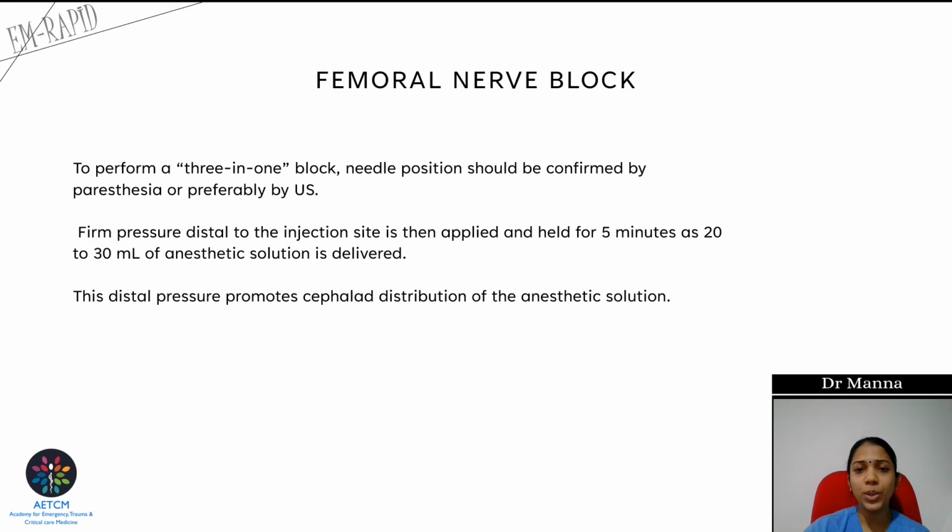As I told, it is a 3-in-1 block, and if at all we want to anesthetize the lateral cutaneous nerve and the obturator nerve, give a distal pressure. So first inject 20 ml of anesthetic solution and then give a distal pressure below the injection, below the femoral nerve, for at least 5 minutes, so that the local anesthetic will go cephalad, and it will anesthetize the obturator nerve and the lateral cutaneous nerve.